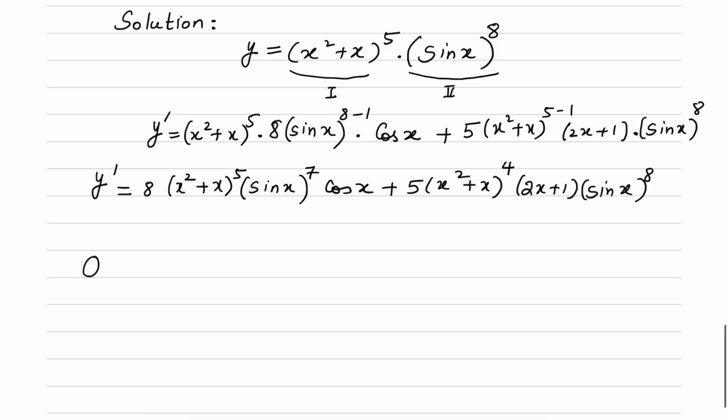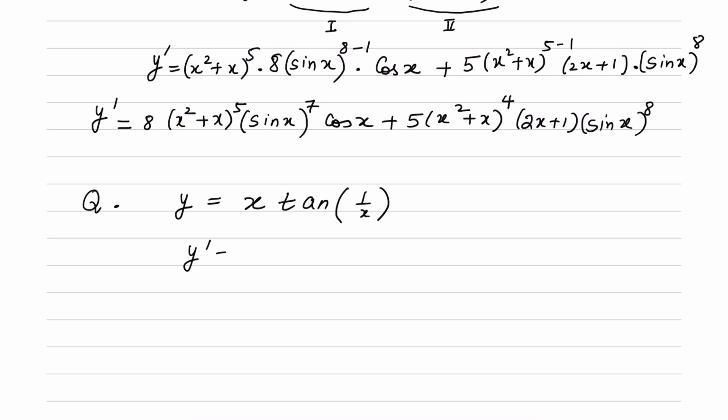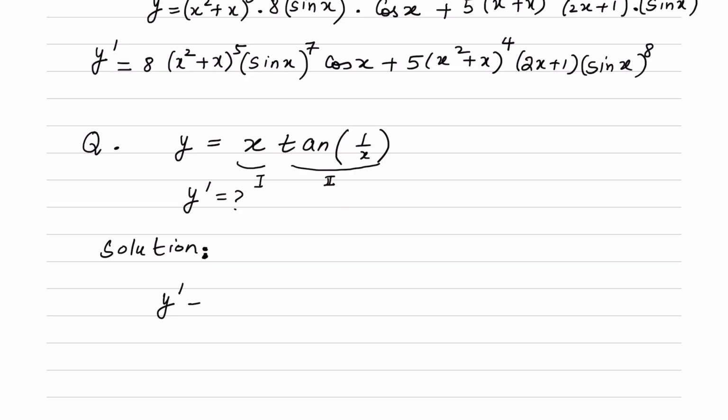Let's attempt one more question where we have to find the derivative of y, which is x multiplied by tan 1 over x, and we have to find its derivative. Let's find the derivative. We can see that here y is written as the multiplication of two terms. So we will call x as the first term and tan 1 over x as the second term. So the derivative will be found by the product rule. What does the product rule do? First term as it is, derivative of the second term. Second term is tan 1 over x.